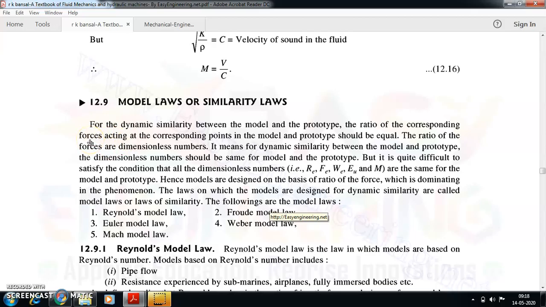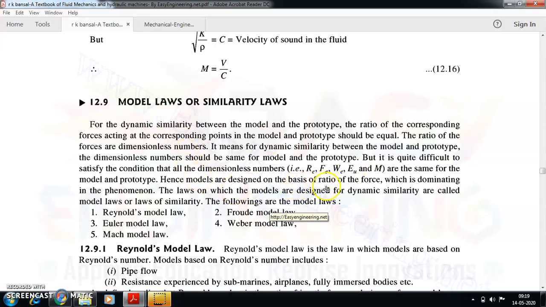Initially we put it in the context of the ratio between the forces. But when I say it's the ratio between the forces, it is nothing but the dimensionless numbers of the model and prototype, which should be the same, right? So when I say inertial force divided by gravity force, it should be equal for the model and the prototype. It is quite obvious that the Reynolds number, Froude number, Weber number, Euler number, and Mach number of the model and prototype should be the same to have a dynamic similarity.